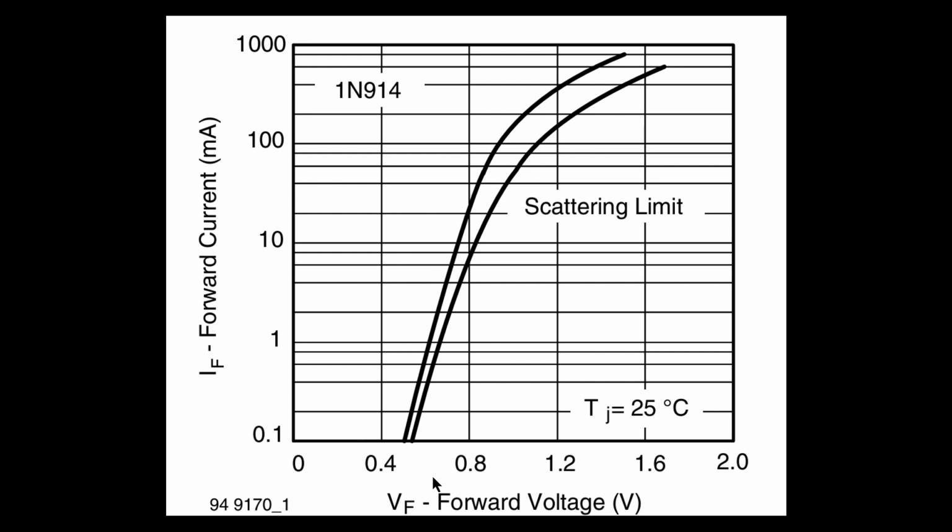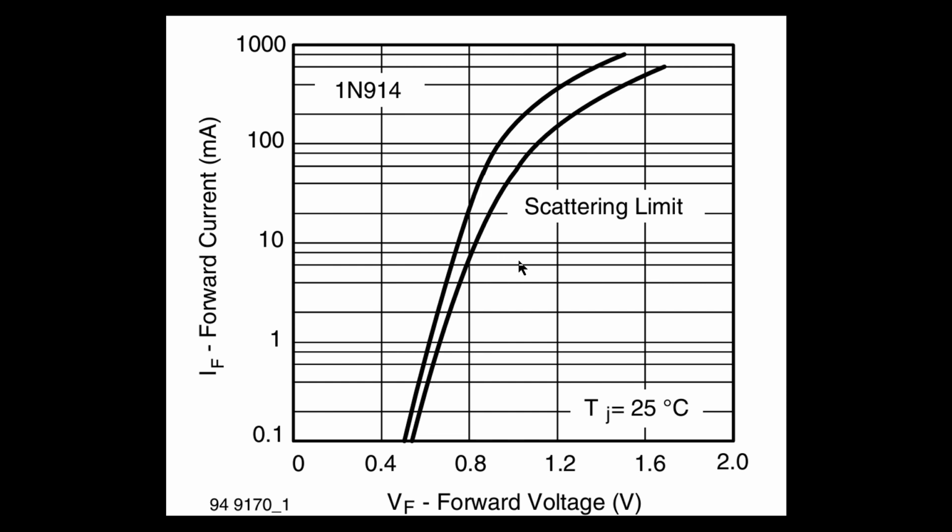But the other thing it shows us is that we have two curves. Now, why do we have two curves? Does it turn on at two different voltages? Well, no. Some of them can be as low as this curve. Some of the same diodes from the same manufacturer in the same package could be as high as this curve. This is the scattering limit. This is how much difference you have to expect that your diode will have.